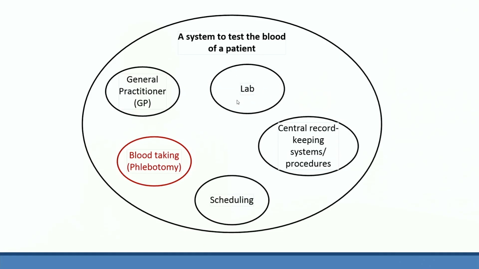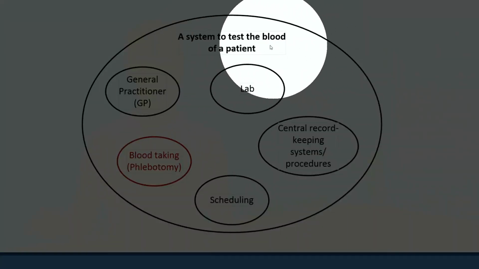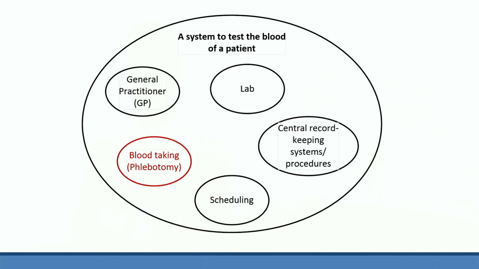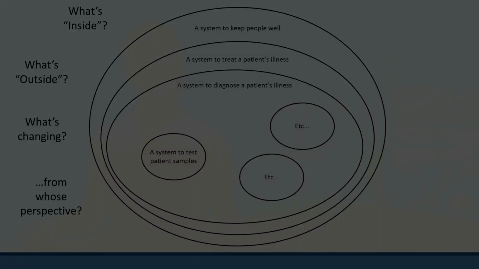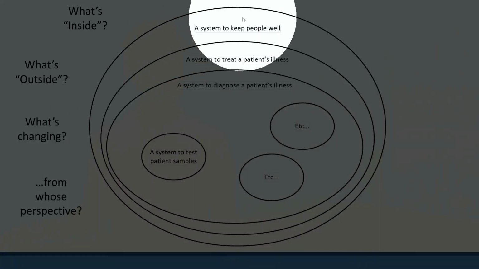But then we can zoom out even further and say, okay, but why do we test the blood of a patient in the first place? And then we find that actually, it's because we want to diagnose a patient's illness. Why do we diagnose a patient's illness? To treat a patient's illness. Why do we want to treat a patient's illness? Well, ultimately, we want to keep people well.